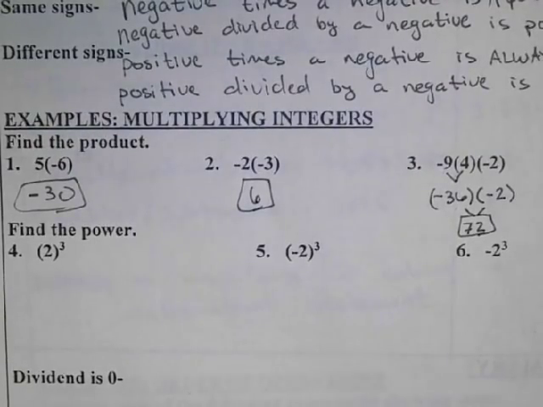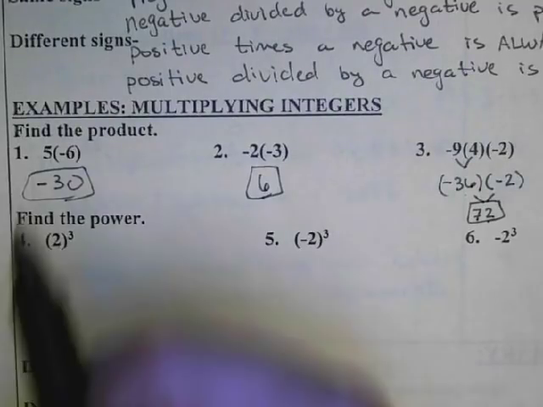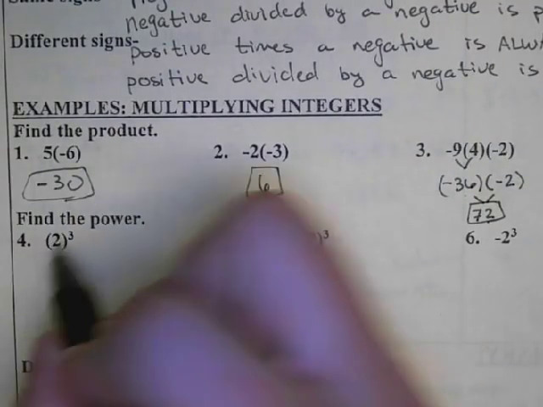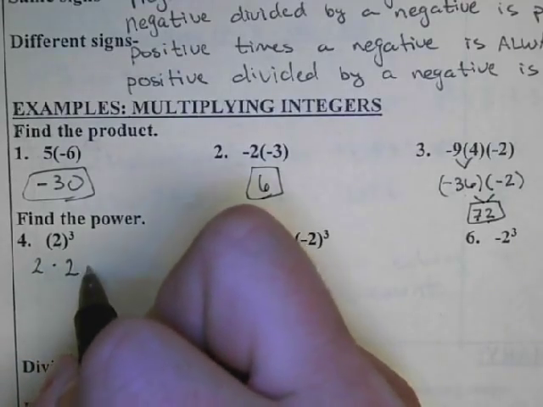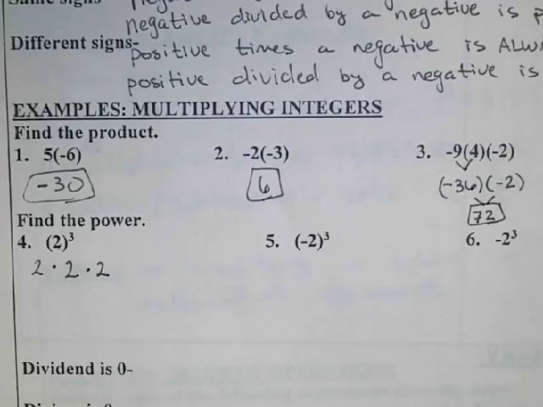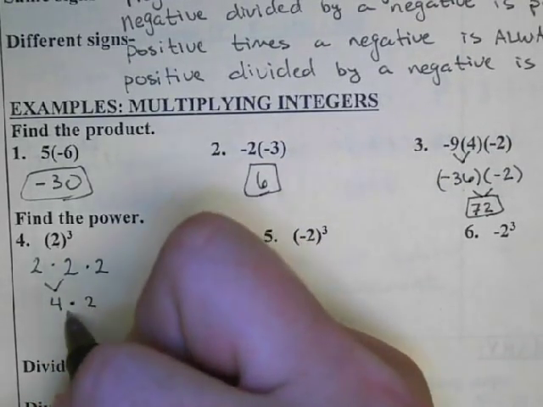Now let's look at these finding the powers. These are a little bit different, but hopefully we can set them up. Here, I have 2 to the third power, meaning I have 3 2's. 2 times 2 times 2. 2 times 2 is 4, times 2 is 8.